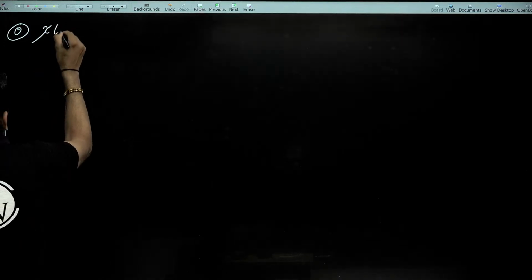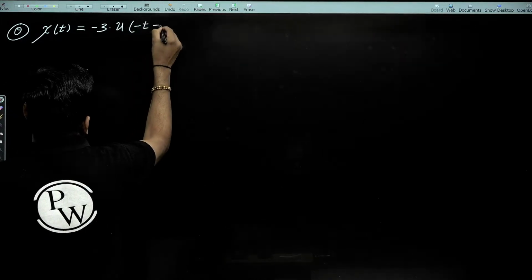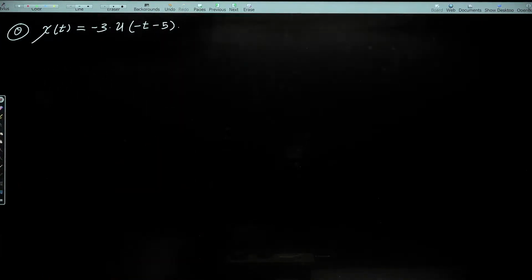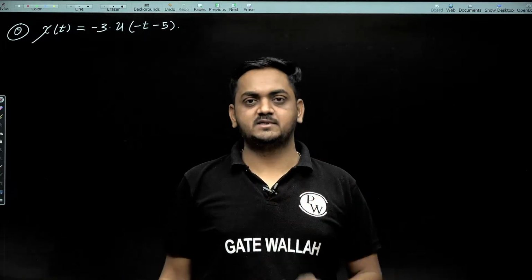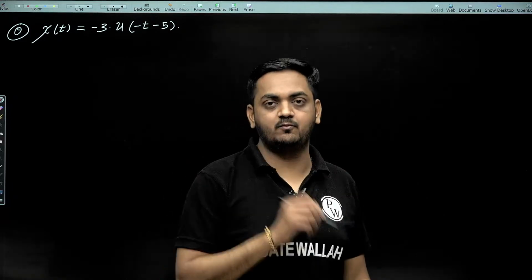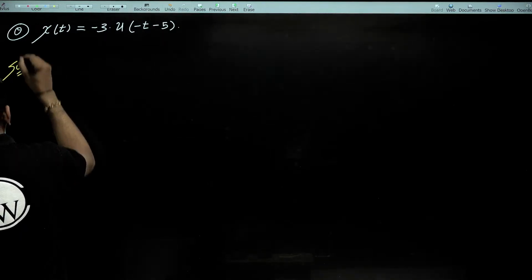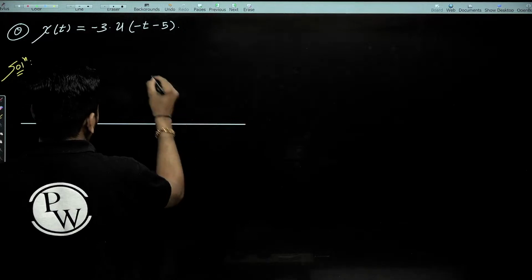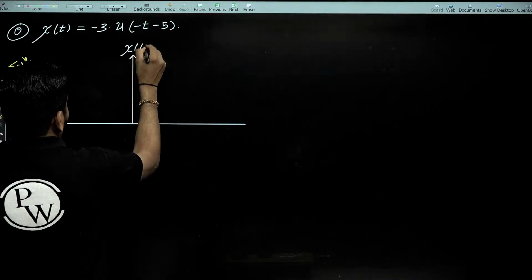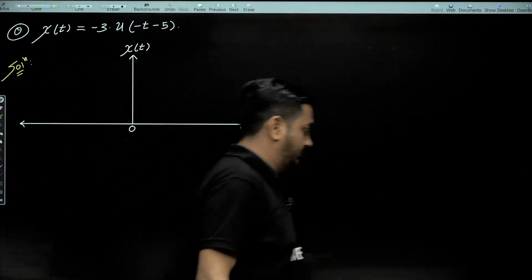Suppose I am asking, draw x of t is equal to minus 3 times 2 u of minus t minus 5. Now tell me, first of all, will it go right side or left side from the starting point? Right side or left side, tell me, guys, in the comment box. I am expecting an answer from each and every student. First I will provide you the conventional method, then wherever a shortcut is possible, definitely I will provide.